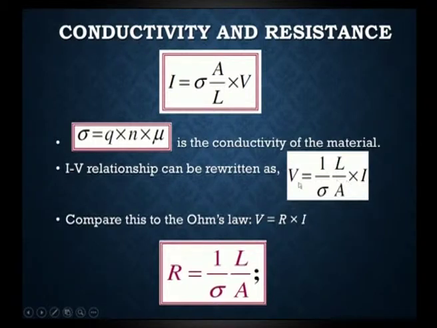Now we need to compare this expression with Ohm's law, that is V = R I. The entire term can be considered as R. So it can be rewritten as R = (1/δ)(L/A), where R is the resistance. This is the relation between the conductivity and the resistance, and the relationship is now made clear with this discussion.